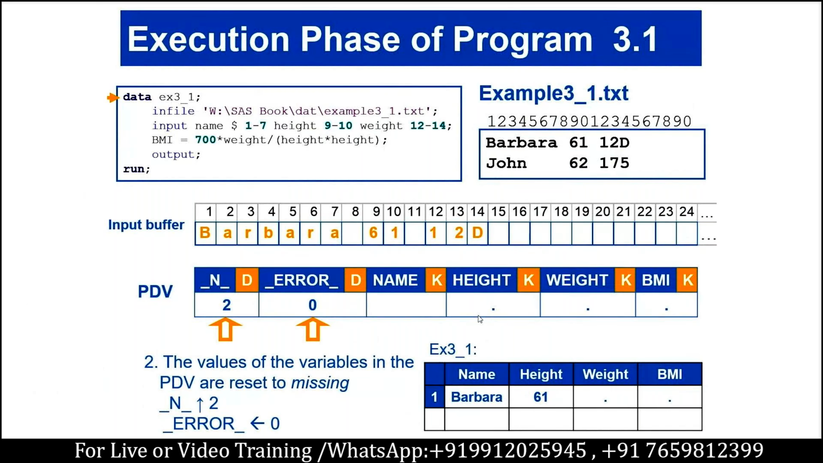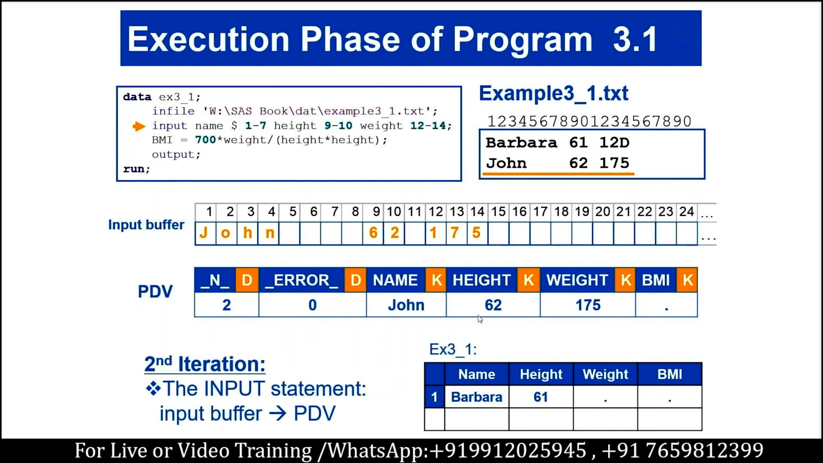Next, once I send the first record, it tries to read the second record. Yes, the second record got read. Then BMI is also calculated. Guys, in case you have 1 million records in your input dataset, 1 million times the data step will run, and all statements will be executed by SAS. That is the SAS workflow.